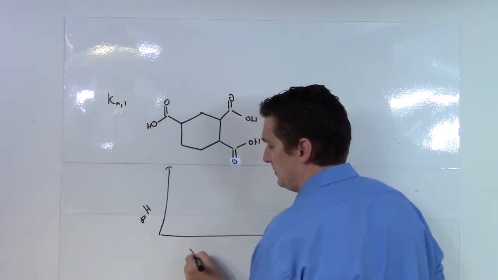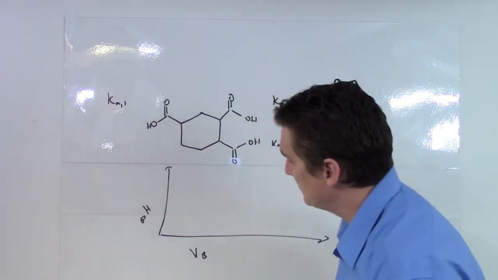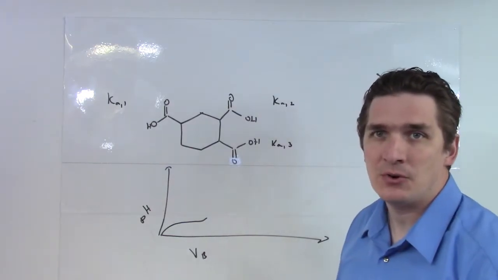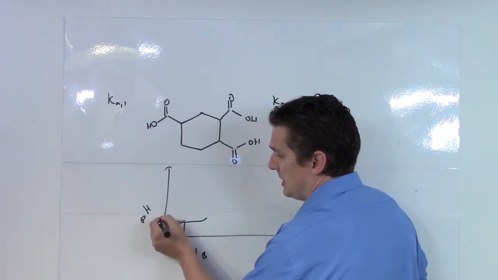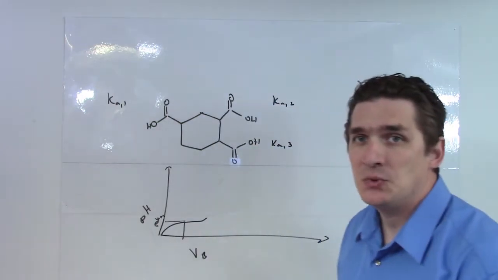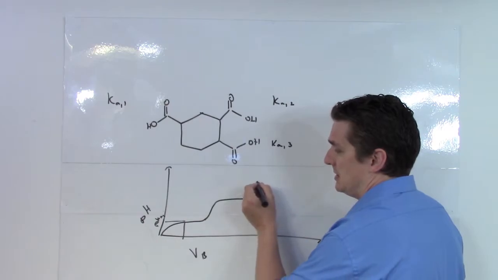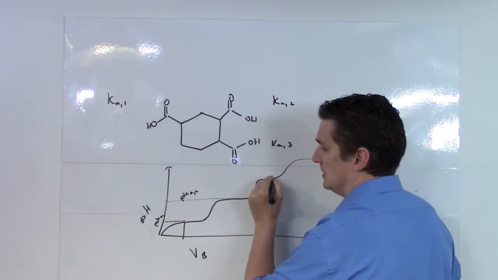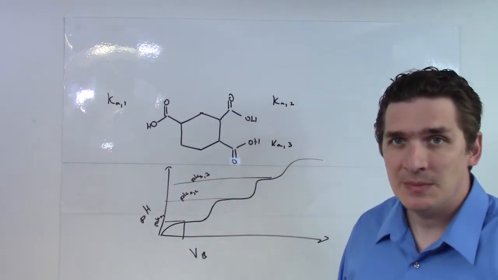So if we were to run a titration, looking at pH versus volume of base, we would actually see three weak acid regimes. The first will be a plot that looks like this. So we have our normal weak acid titration with our pKa1 being the first inflection point. Now, as we continue to titrate, we'll see a second and a third inflection, and these correspond to pKa2 and pKa3.